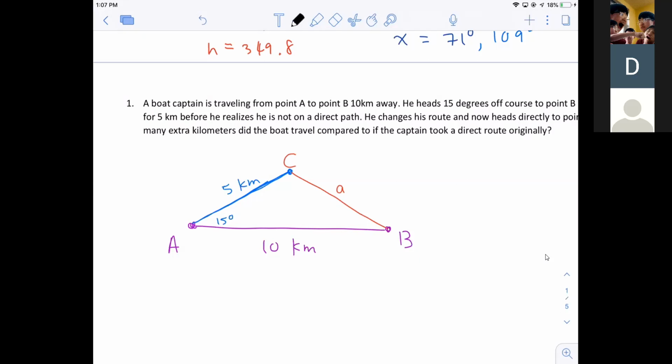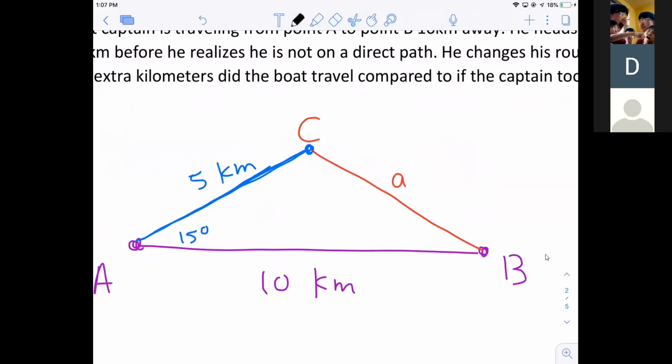So do I have enough information for law of sines? Well, I have this and that pair, but I don't know either of the 2 angles. So I cannot set up another ratio to do law of sines. So law of sines is out. So this one's a little more complicated.